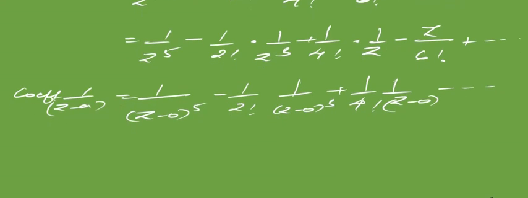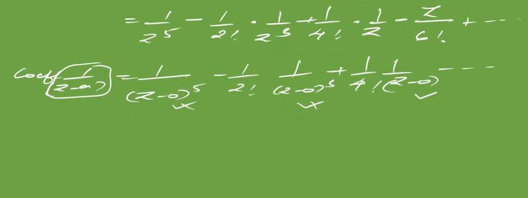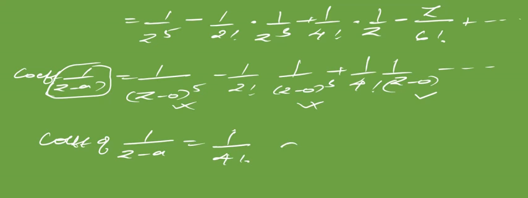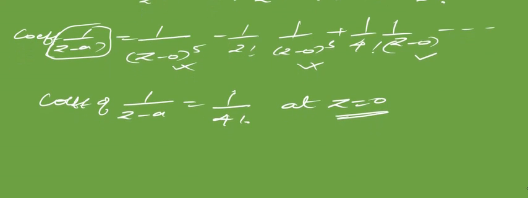So the residue lies with the coefficient of 1 by z minus 0. This will not be considered, this will not be considered, the power of 1 will be considered. So 1 by z minus a. The coefficient of 1 by z minus a is 1 by 4 factorial, at z is equal to 0. The value of a is 0, right? So the given function's residue is 1 by 24.